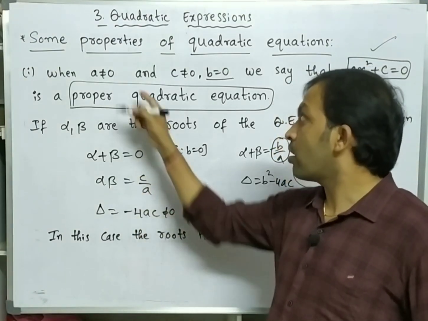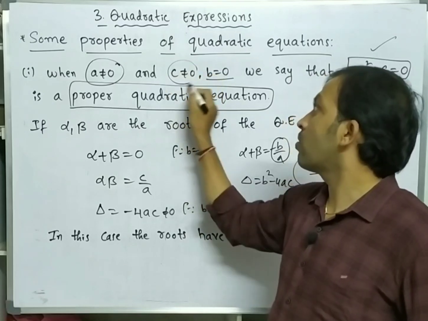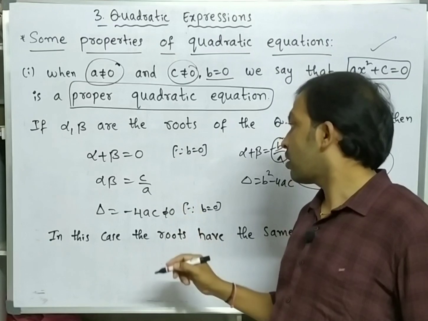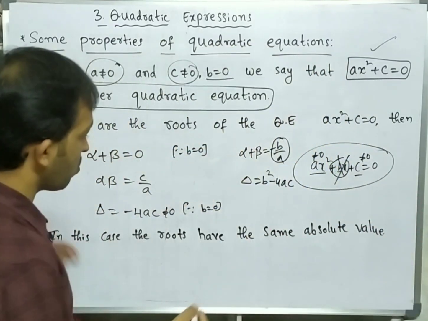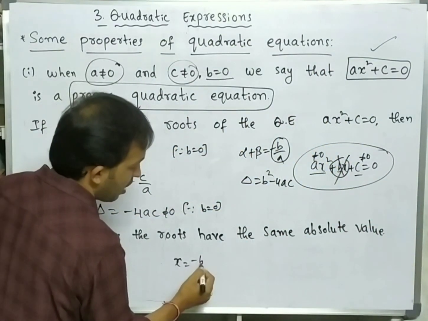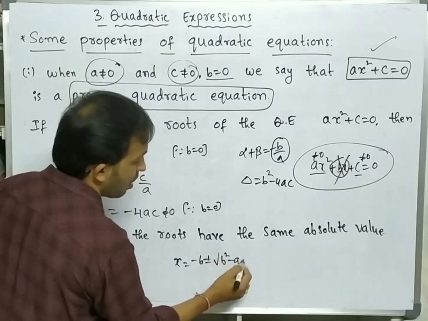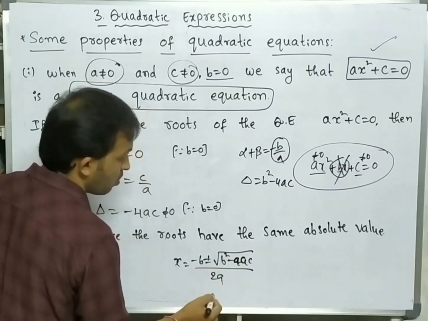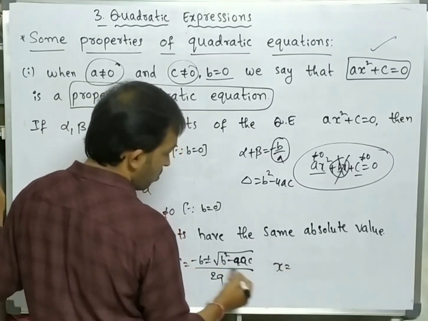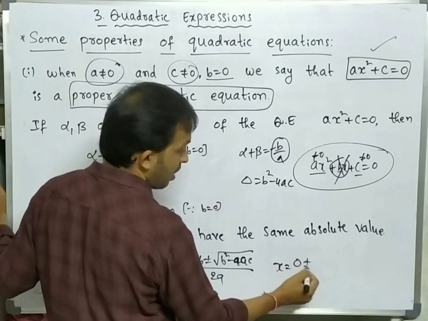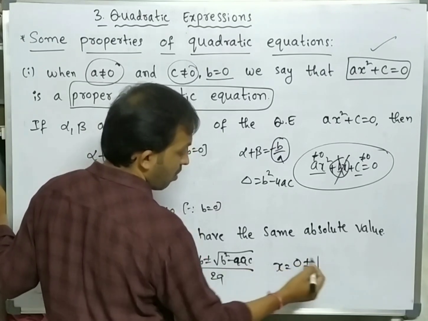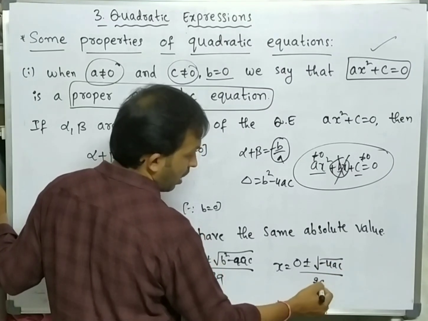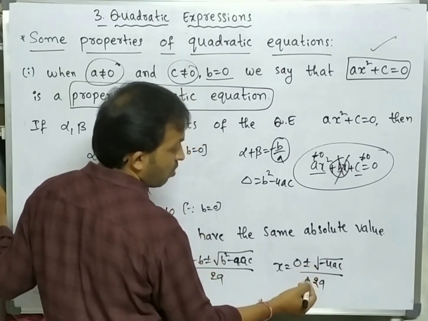As a is not equal to 0 and c is not equal to 0, the product is also not equal to 0. Next, coming to the roots, x is equal to minus b plus or minus under root of b square minus 4ac by 2a. So x is equal to minus b, that is 0, plus or minus under root of 0 square minus 4ac by 2a. So these are the two roots.